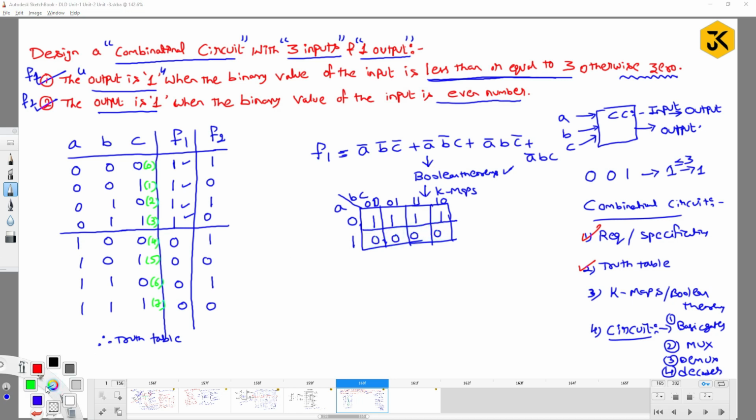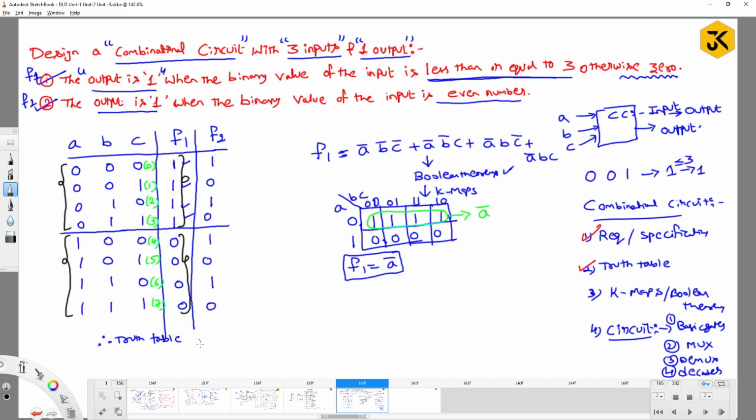Now, what is the maximum subcube possible in order to solve this one? You can solve it with the help of this group of 4. If you solve it, you are going to get the expression A bar. So the function f1 is simply A bar. You can understand it, guys, by simply observing: whatever the input A is, that input's complement you are producing as output. Wherever input A is 1, the complement is 0. That's why I am saying that f1 can be written in terms of A complement.